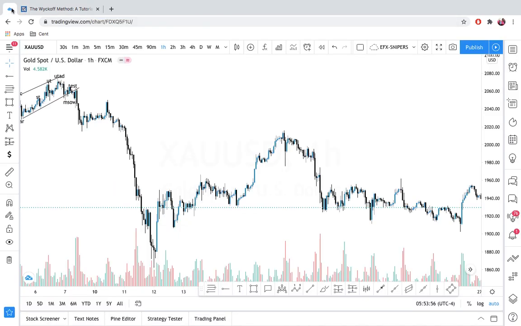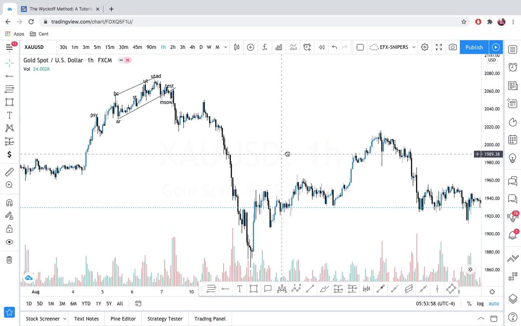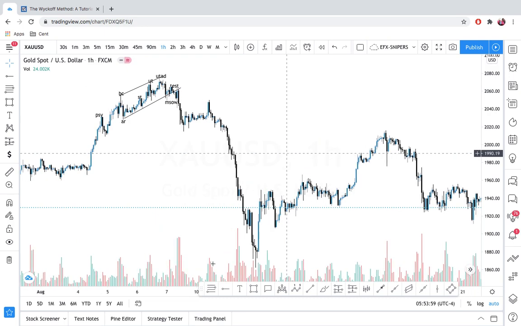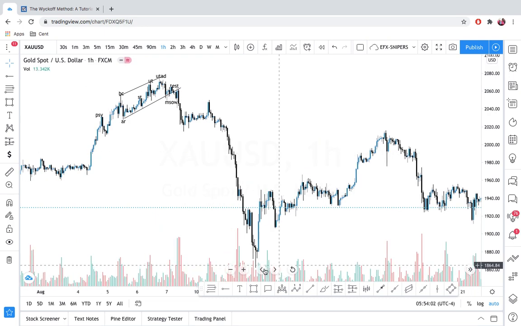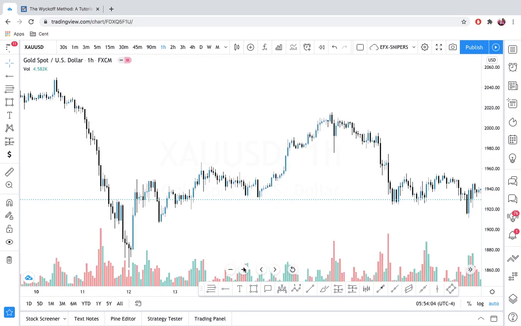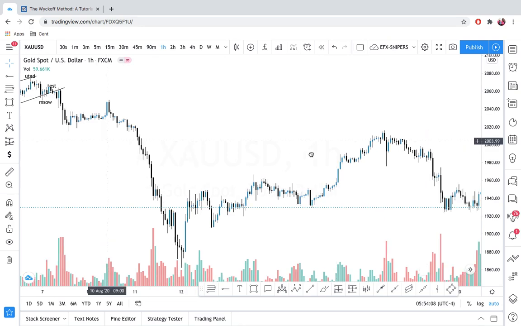Schematic, you can get it everywhere and anywhere as long as you understand the logic behind the Wyckoff theory. Then you know what is happening. Here market was pushing up.